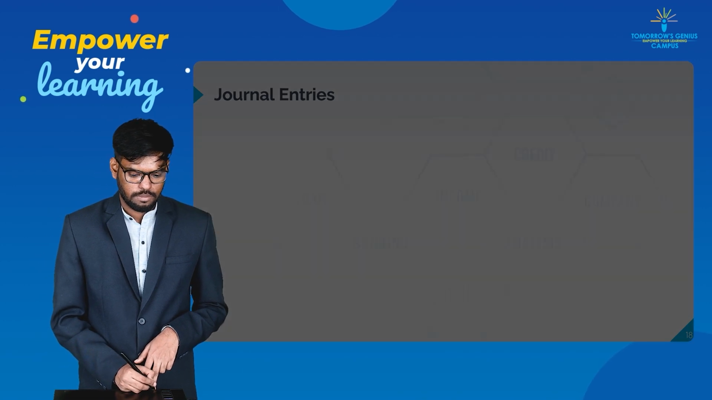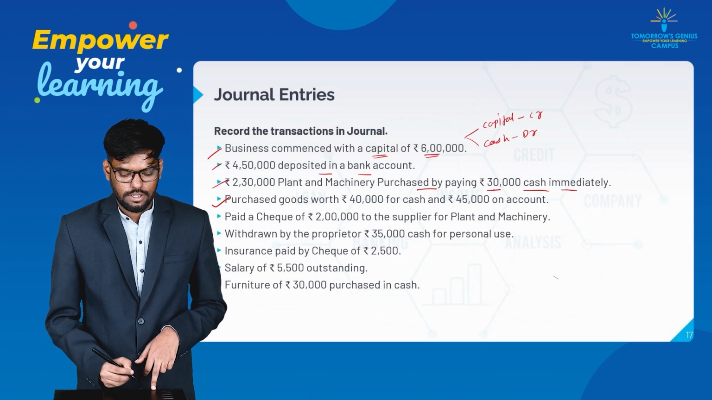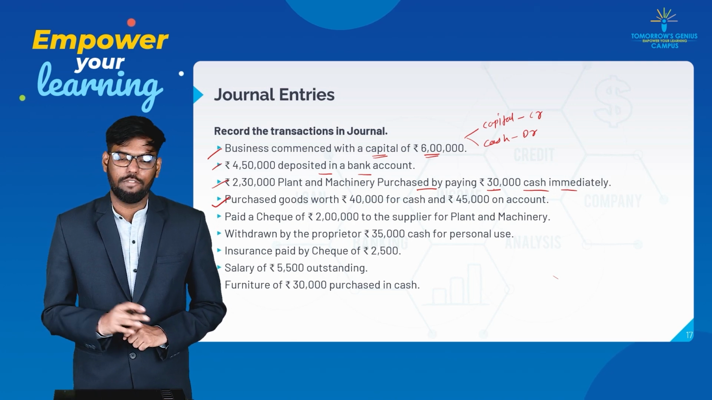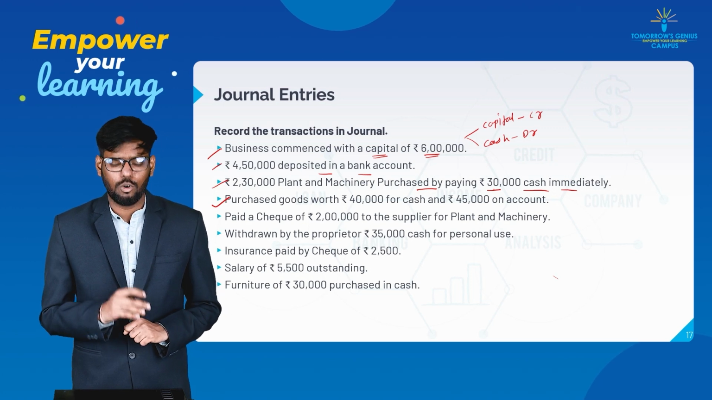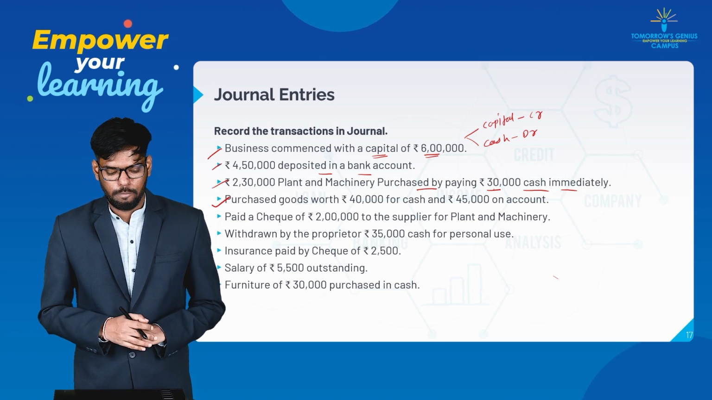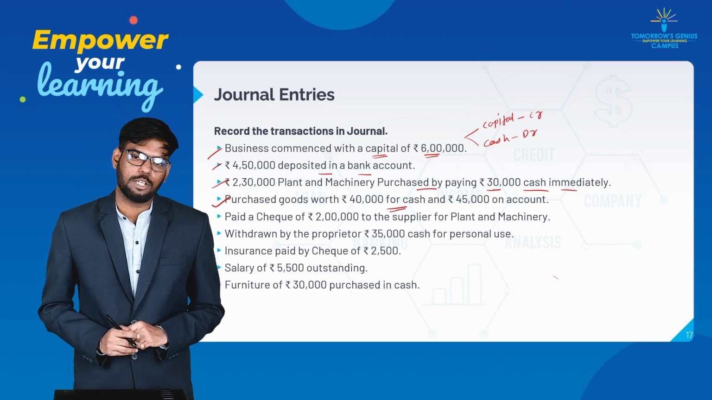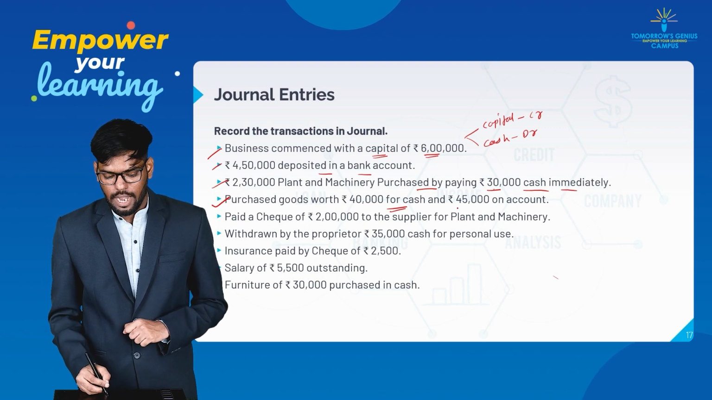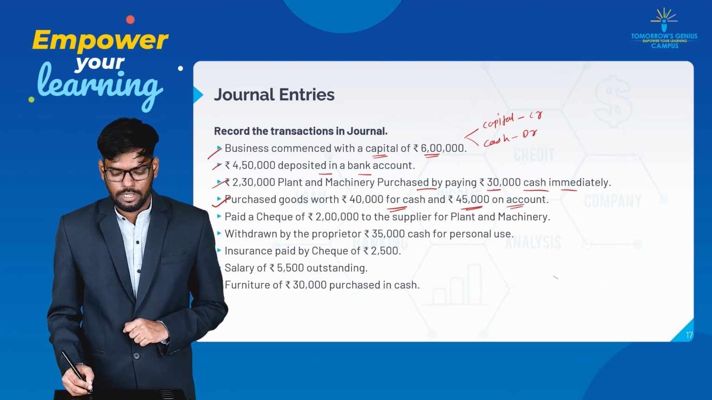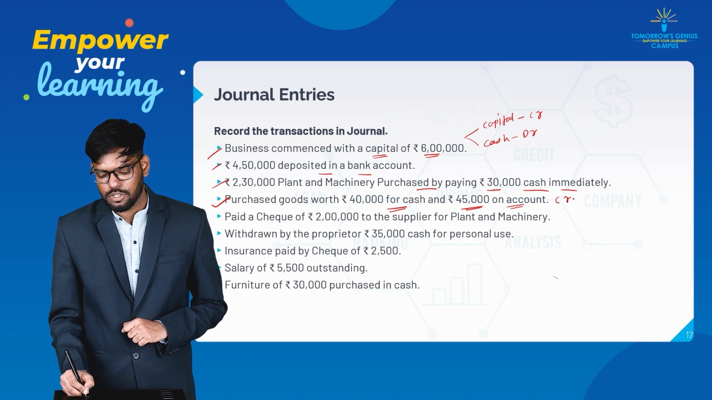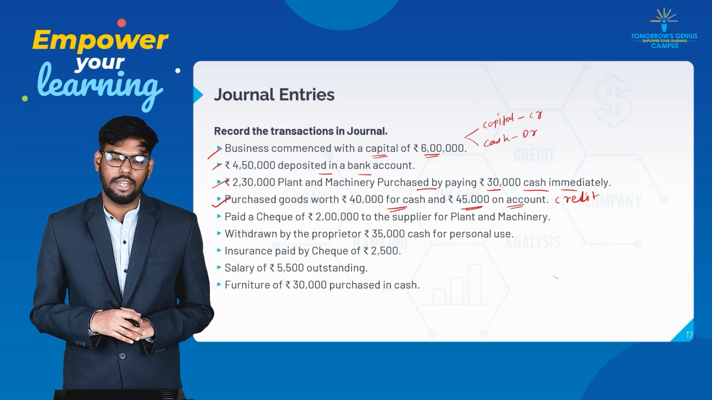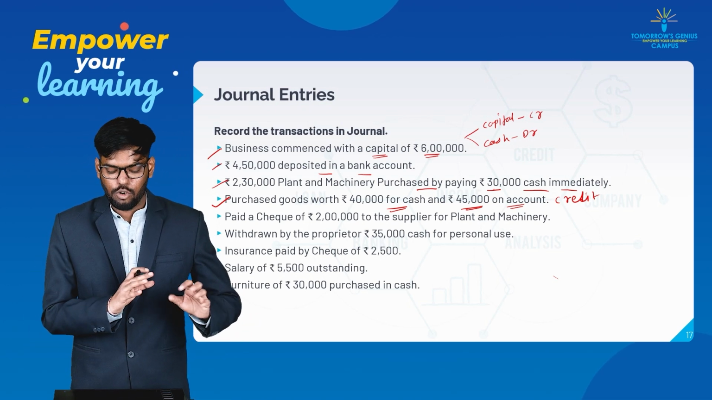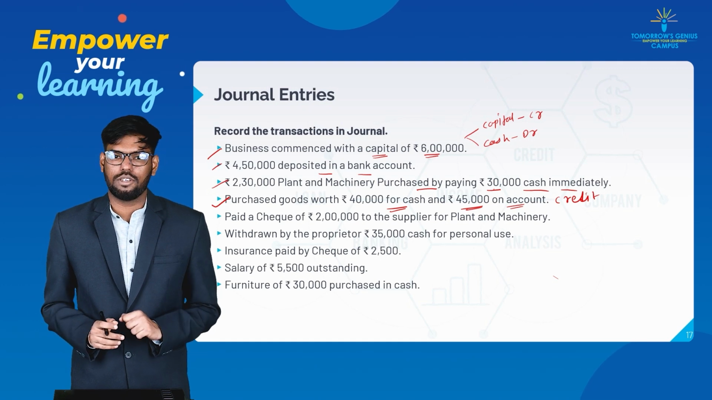The next transaction. The next transaction is purchase goods worth rupees 40,000 for cash and 45,000 on account. So what does it mean? We purchase goods of rupees 40,000 for cash. For cash means you have paid 40,000 rupees directly. That is 40,000 for cash. And 45,000 on account means you purchased this on a credit basis. You have not yet paid cash, right? So here purchase of goods on a cash basis as well as on a credit basis is involved. So accordingly we have to pass the journal entry. So purchase expenses.